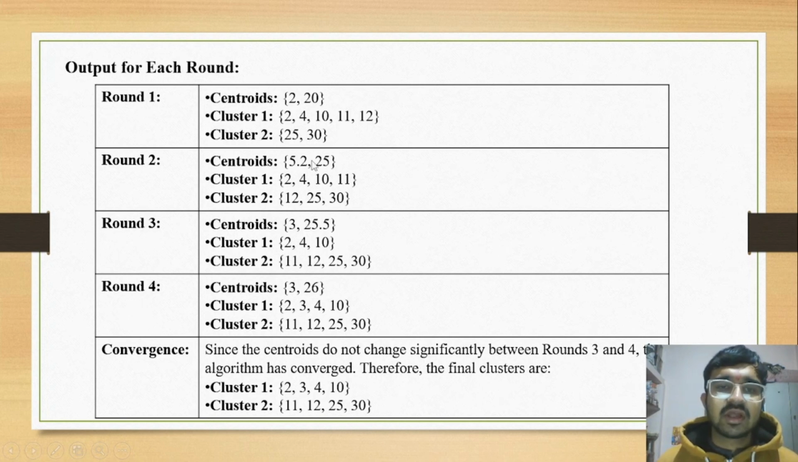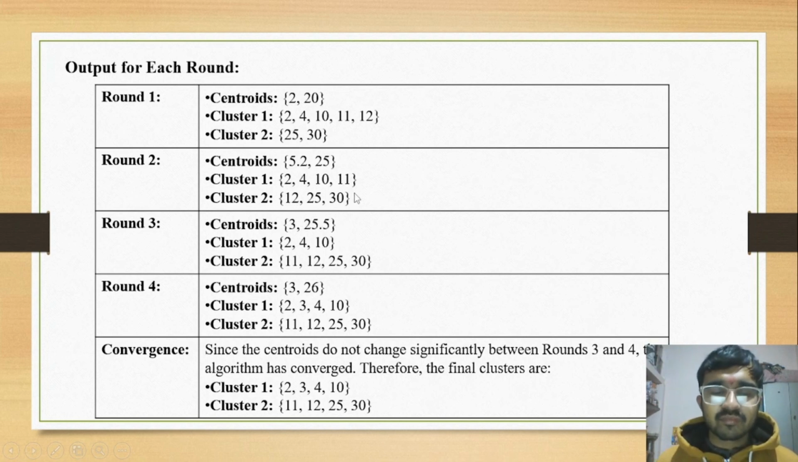Now we reassign the data points to cluster 1 and cluster 2, as 2, 4, 10 and 11 are near to the 5.2 and as 12, 25 and 30 are near to the 25, so we assign them to these clusters. Again we update the value of centroids. Now the value of the centroids becomes 3 and 25.5.